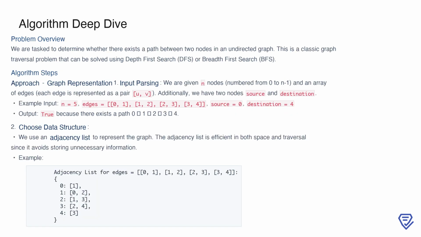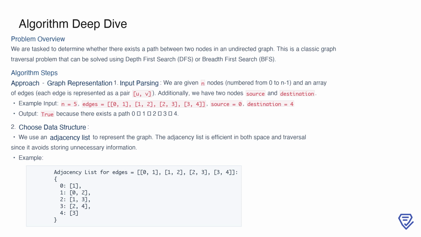problem. In this problem, we are tasked with determining whether a path exists between two nodes in an undirected graph. This is a classic example of a graph traversal problem, and we can solve it efficiently using depth-first search, DFS, or breadth-first search, BFS. To approach this problem, we start by parsing the input. We are given n nodes, numbered from 0 to n-1, and a list of edges where each edge connects two nodes. Along with this, we are provided two specific nodes, a source node and a destination node. The goal is to check if a path exists between the source and destination.